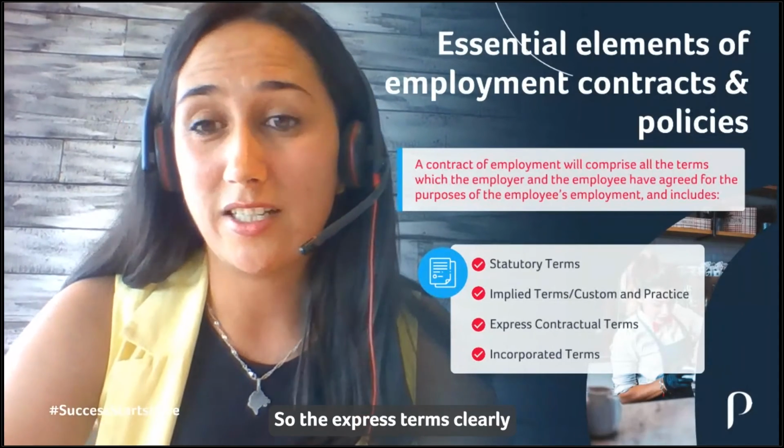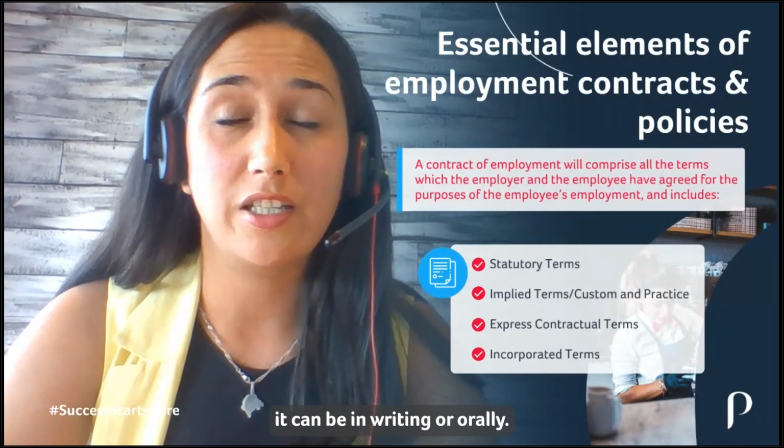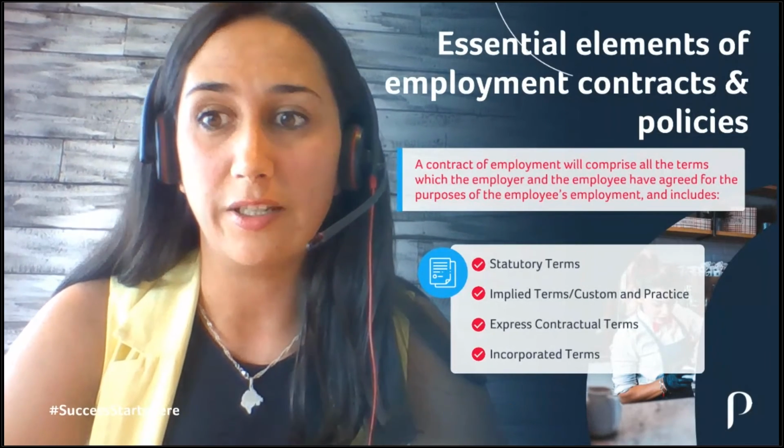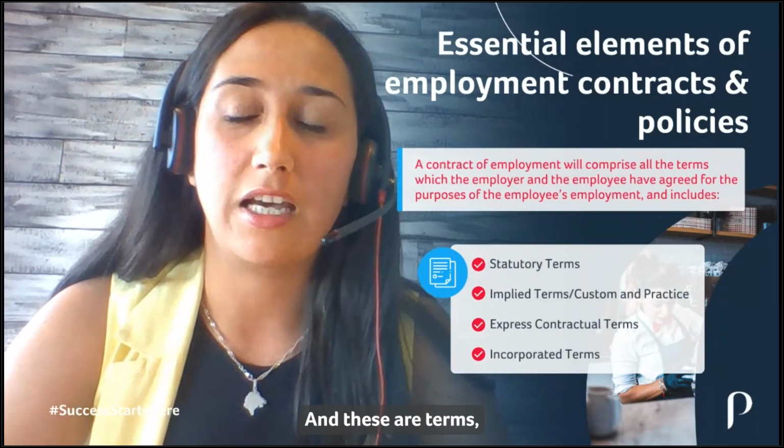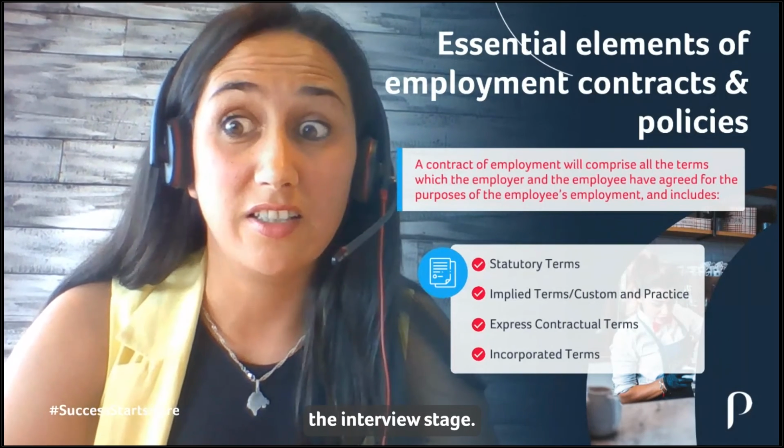So the express terms clearly state that it can be in writing or orally, and these are terms, comments, agreements made at the interview stage.